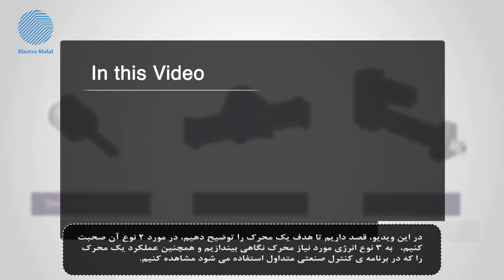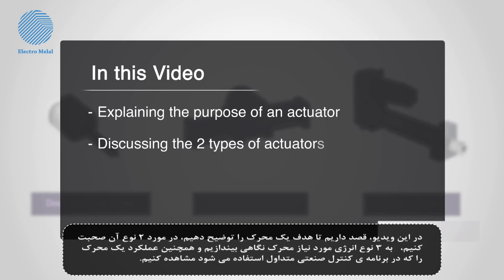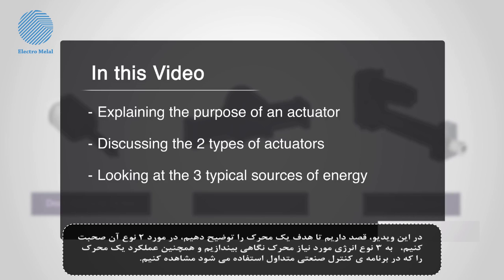In this video, we're going to explain the purpose of an actuator, discuss the two types of actuators, look at the three typical sources of energy required for an actuator to move something, observe the operation of an actuator used in a very common industrial control application. Okay, let's get started.